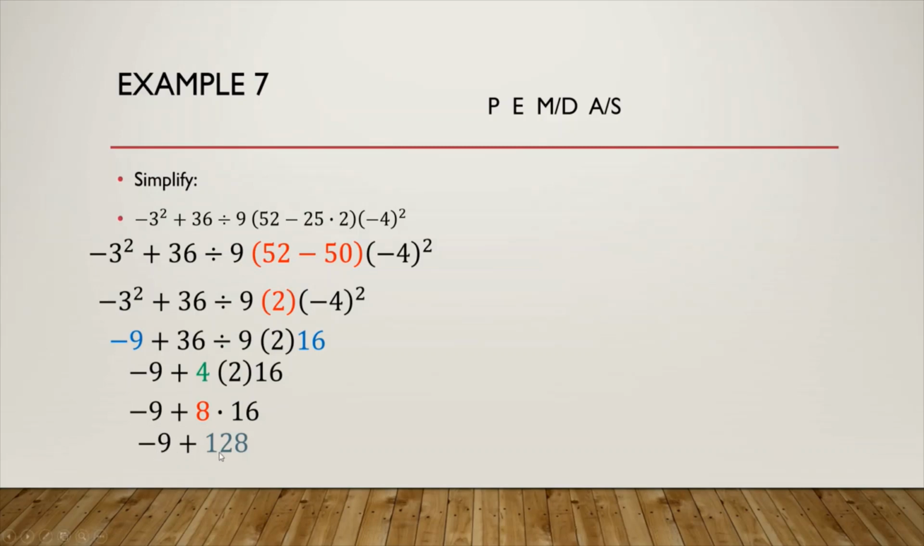And then negative 9 plus 128 is 119. So order of operations is parentheses. Everything in the parentheses, order of operations applies. So you want to do multiplication first, or division, and then addition, subtraction.